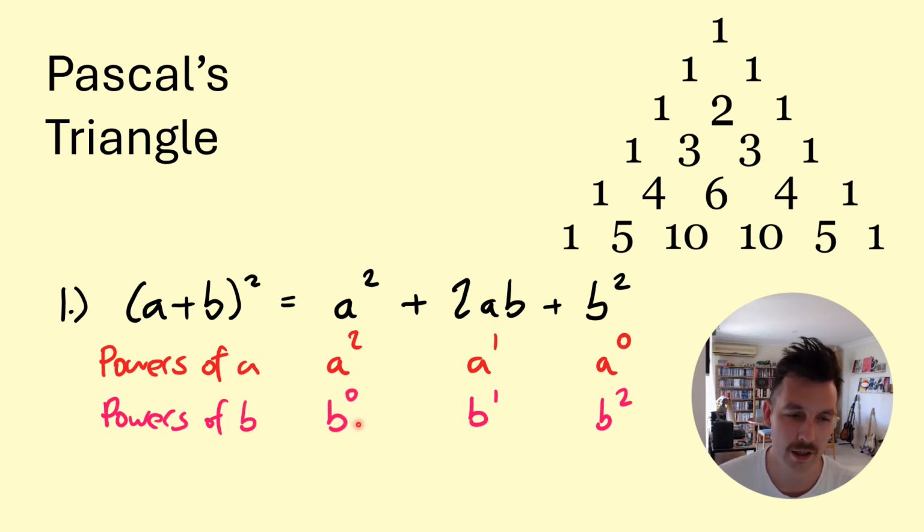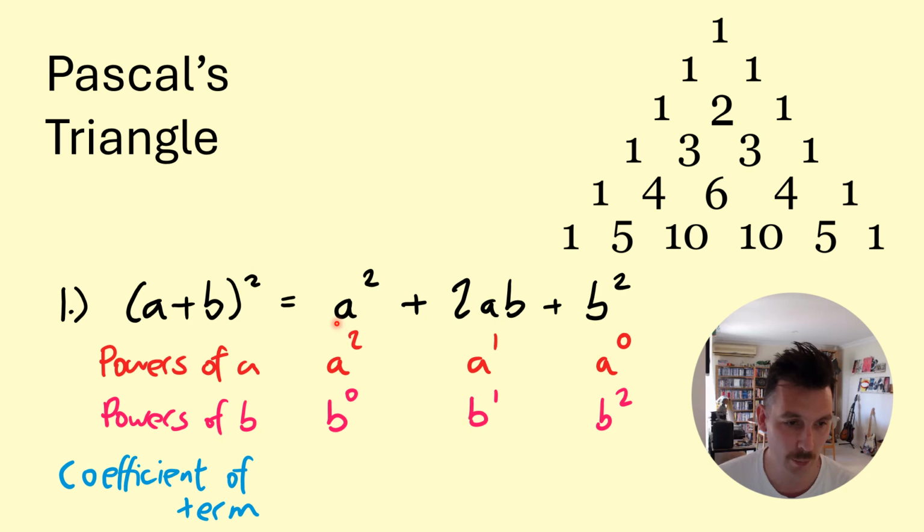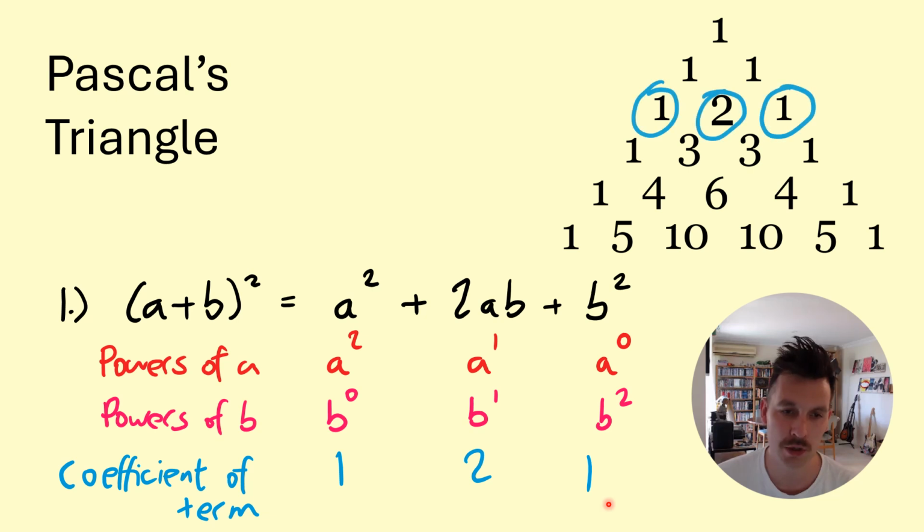So we can hopefully come up with a pattern here that's going to help us determine what powers we use for each of these variables. But the other thing that we need is the coefficient for each term. Now, if we look at our coefficients up here, we've got 1 for our first term, 2 for our second term, and 1 for our third term. So 1, 2, 1. And what you might notice there is that that matches the numbers that we have in row 2 of Pascal's triangle.